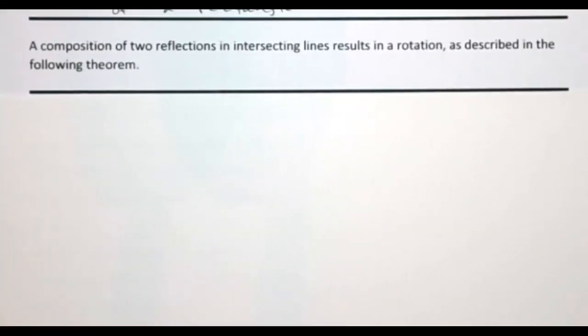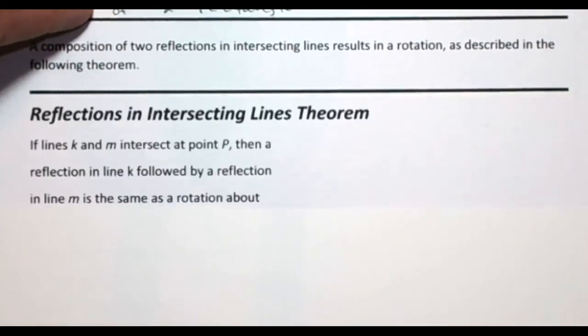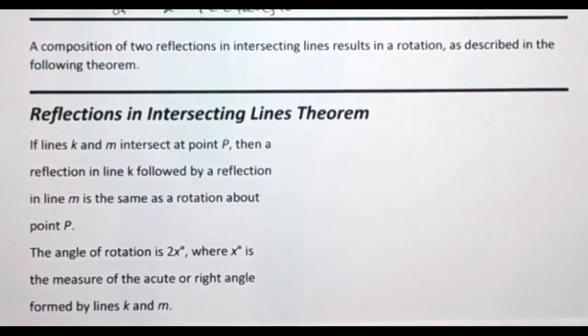All right, the next thing we're going to look at is the composition of two reflections that's going to result in a rotation. And so we're going to look at this theorem and explain what it is and how we come to this conclusion. The reflections in intersecting lines theorem says if lines K and M intersect at a point P, then a reflection in line K followed by a reflection in line M is the same as a rotation about point P. And the angle of rotation is 2x degrees, where x degrees is the measure of the acute or right angle formed by lines K and M.